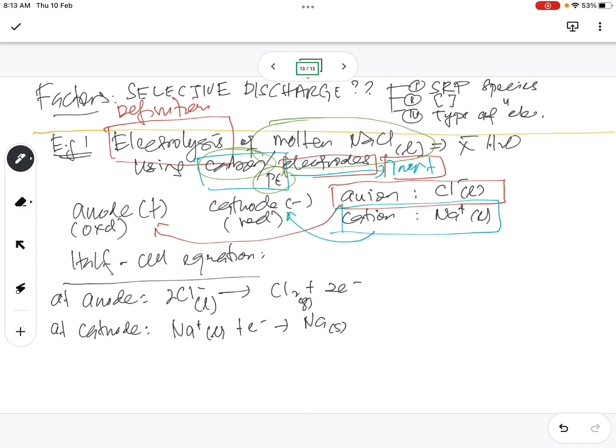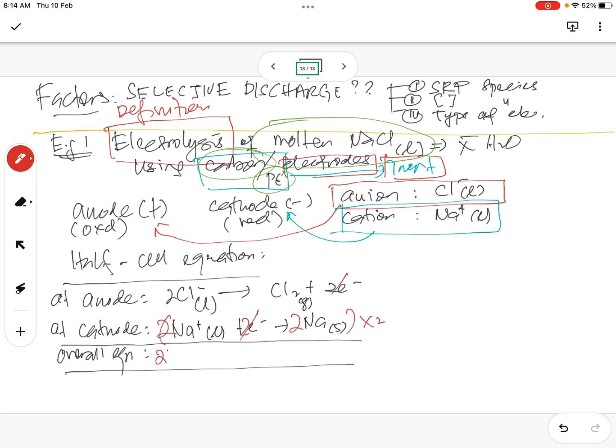From the half equations, we can also get the overall equation. Kita boleh juga dapatkan overall equation. Okay, overall equation macam biasa. So this one is multiplied with 2. Darab dengan 2, ini jadi 2, ni 2, ni 2. So 2 boleh cancel. So we will get 2Na plus liquid plus 2Cl negative liquid produces 2Na solid plus Cl2 gas. So this will be the overall equation for the electrolysis of molten NaCl.